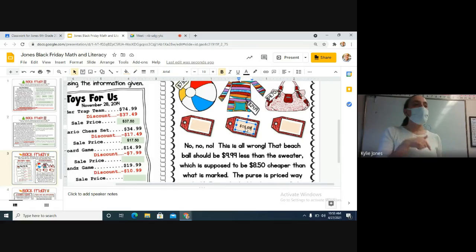Who can tell me what information I need now to solve for the price of the beach ball? Other than Charlie. Why? Okay. So we have $15.69 minus $9.99. It is that much less than the actual price of the sweater. So go ahead, solve this one. Let me know when you have an answer. I want to see answers written on your board. I'm going to come through, check those answers, and then me or Ms. Jones will let you move on to the third and last part.